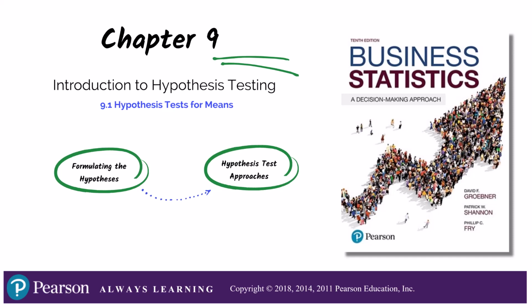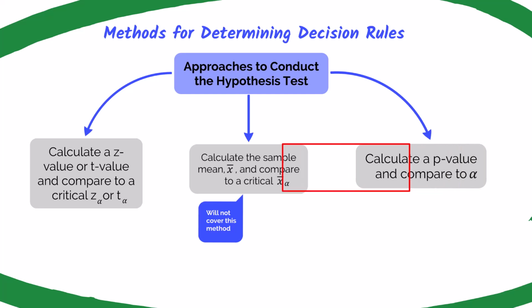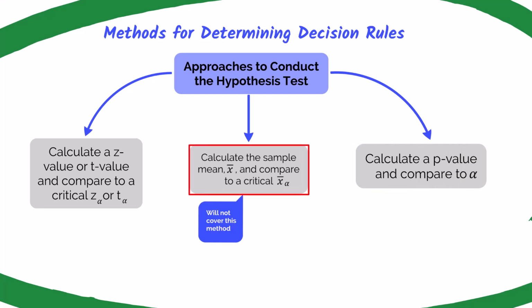Okay, let's continue with the 9.1 video and discuss the different approaches to hypothesis testing. So in the textbook, there are three approaches to conduct a hypothesis test. The first is to calculate a Z or T test statistic and then compare it to a critical value or cutoff point. The second is to calculate the sample mean and compare it to a critical mean. And then the third is to calculate the p-value and compare it to the chosen alpha. So we will not cover the second method, so there won't be any examples or practice problems in this video.